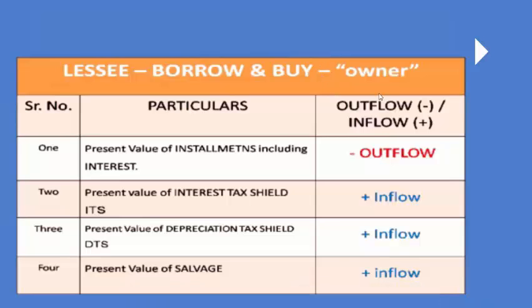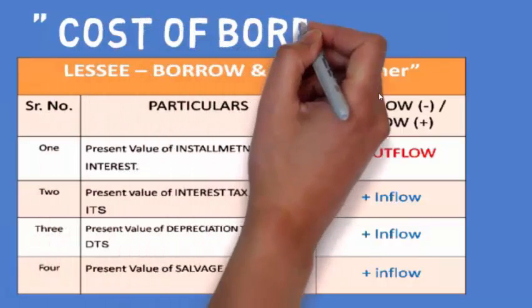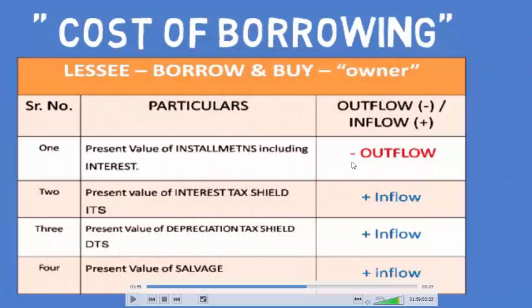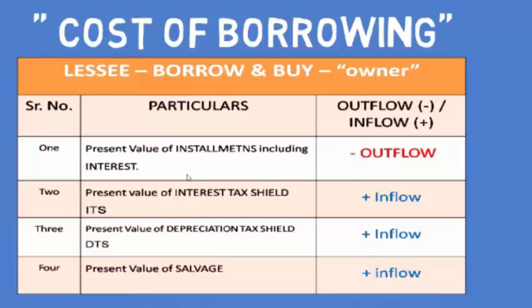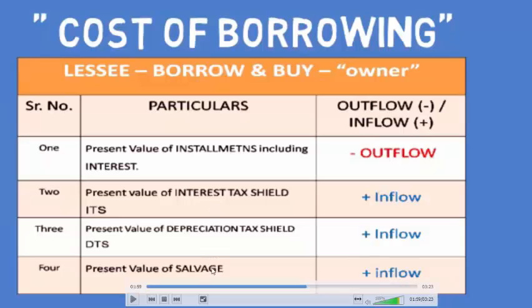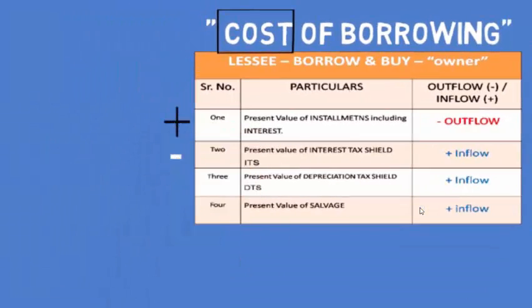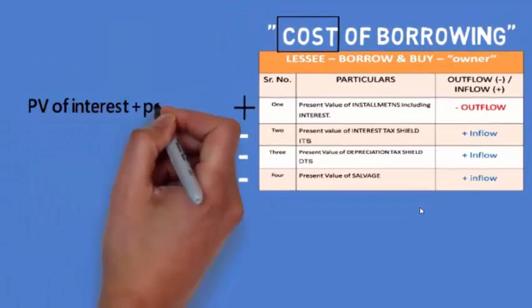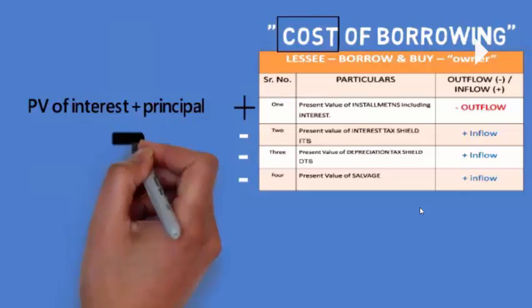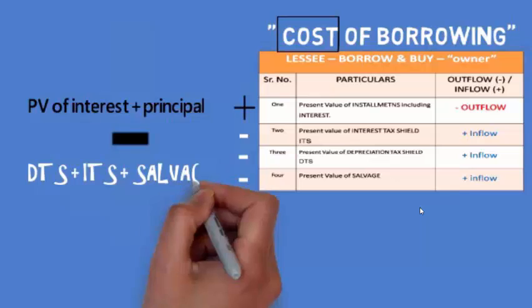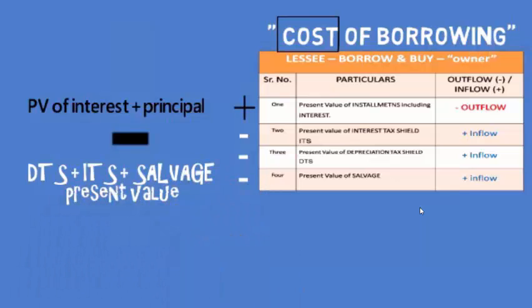Now remember that we are calculating the cost of borrowing. The outflow is the installment and interest, and the others are benefits like the interest tax shield, depreciation tax shield, and salvage. So one outflow and three inflows in the case of cost of borrowing. So what will the cost be? The present value of interest plus principal, minus the present value of the other three inflows, that is DTS, ITS, and salvage value. This gives us the cost of borrowing.